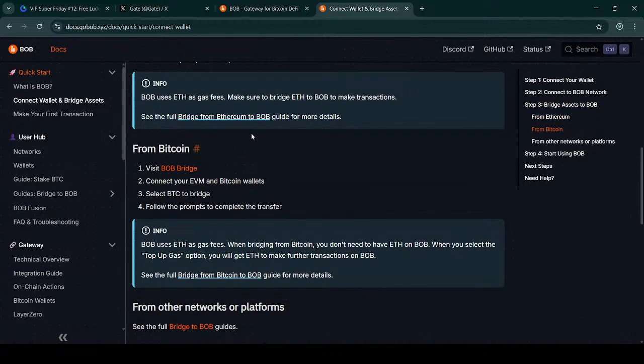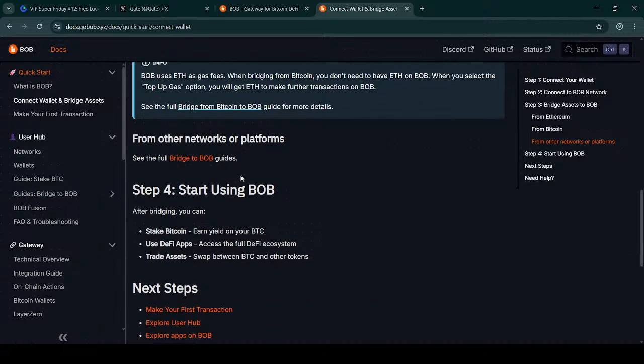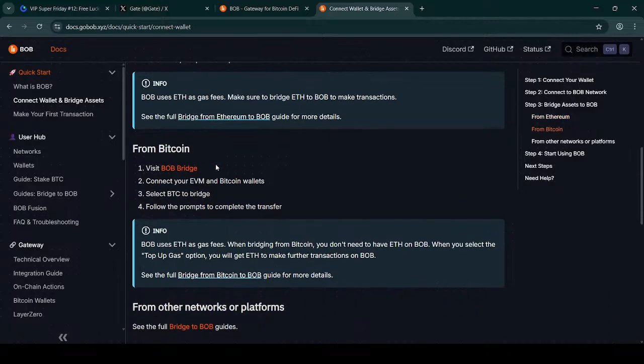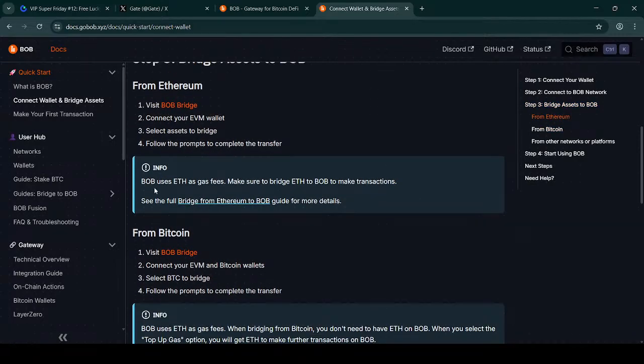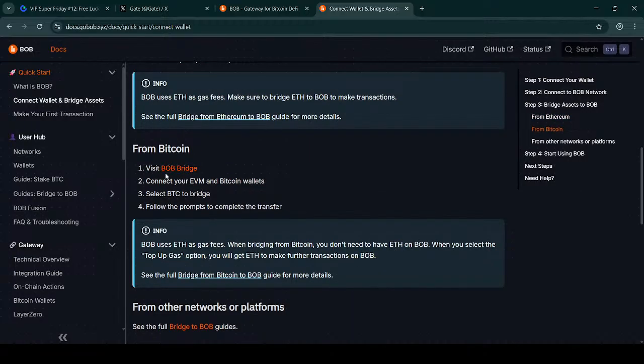Info: this is the info from the Bitcoin network and other platforms. Guide to start using BOB, guys. BOB uses Ethereum as the gas fee, which makes users bridge from Bitcoin or Ethereum to make transactions. See the full guideline for more details.